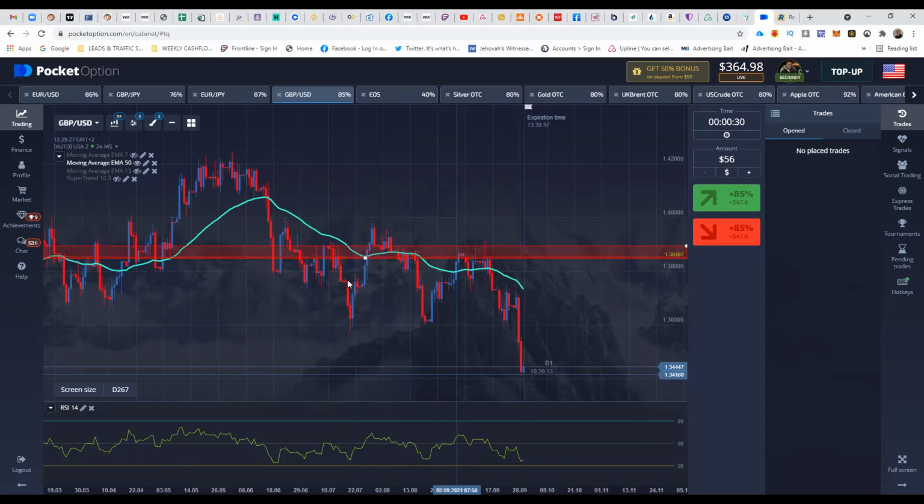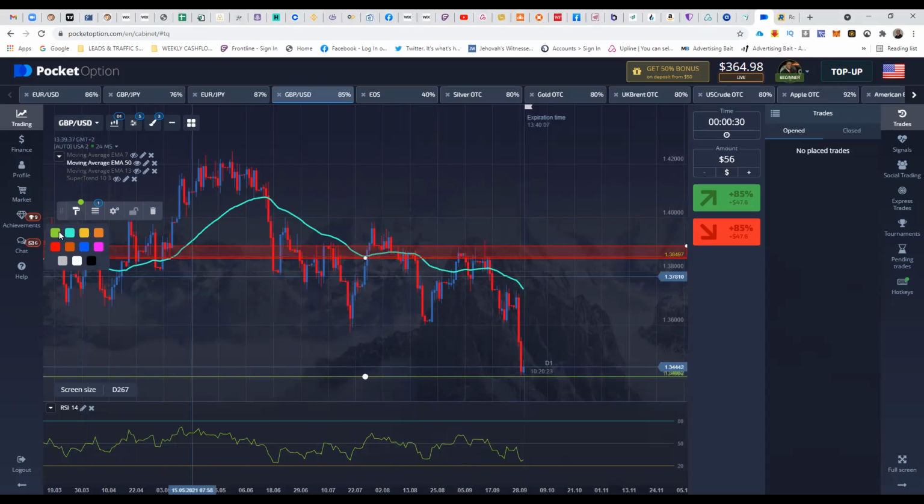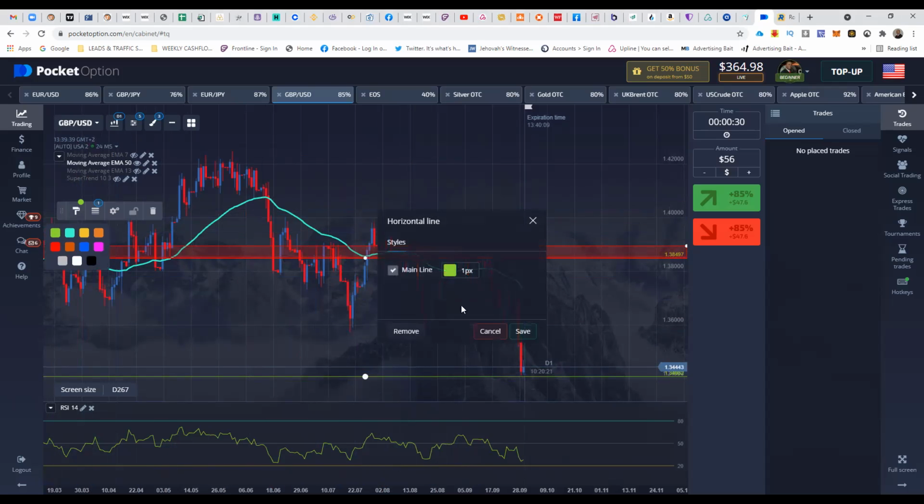Then what I'm going to do is I'm going to also take another horizontal line and mark up the most recent low. And I can kind of actually see it down here. So we're just going to place it here. And this is going to be our demand zone. And change the thickness of this.